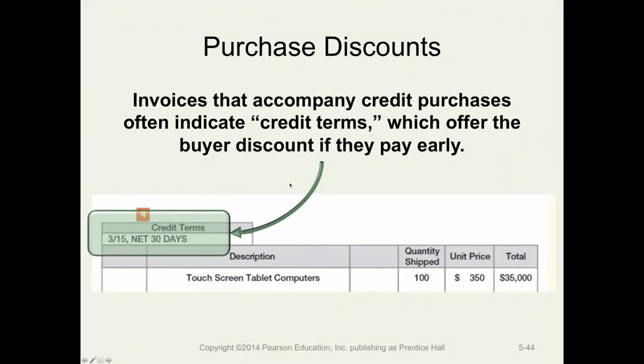Now, in this case, we look at the credit terms back on the invoice, and if you recall, we know that the credit terms are 3/15 net 30. This means you're going to get a 3% discount if you pay within 15 days. If not, you would have the full amount paid, due and payable at the end of 1 month.